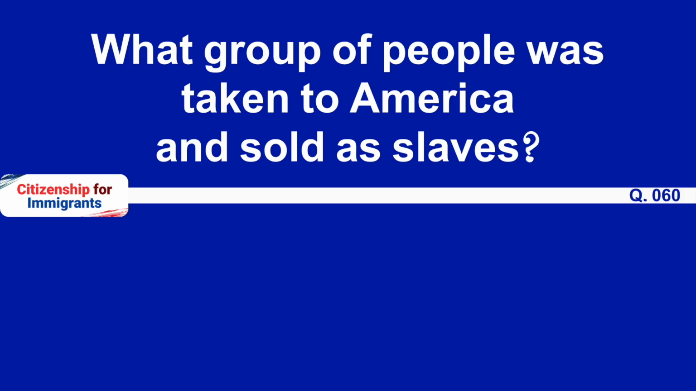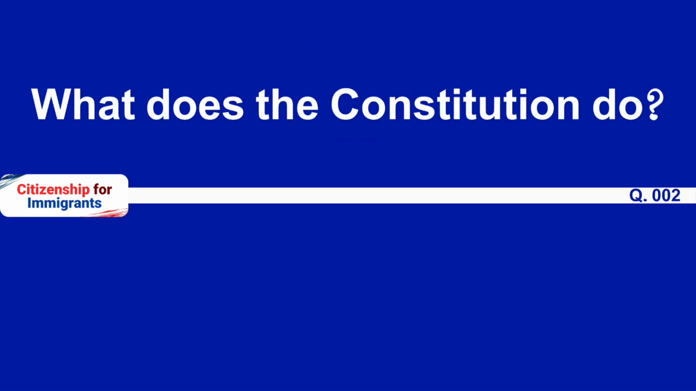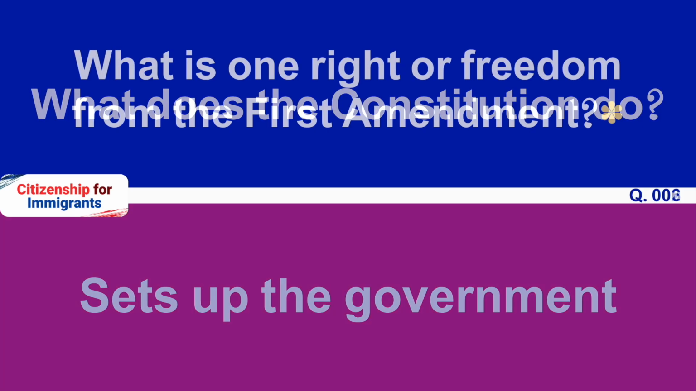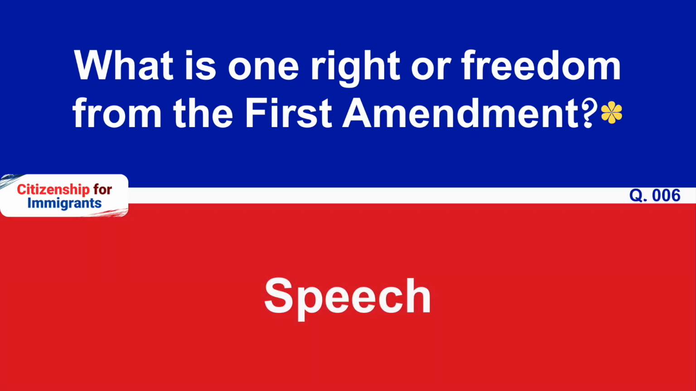What group of people was taken to America and sold as slaves? Africans. What does the Constitution do? Sets up the government. What is one right or freedom from the First Amendment? Speech.